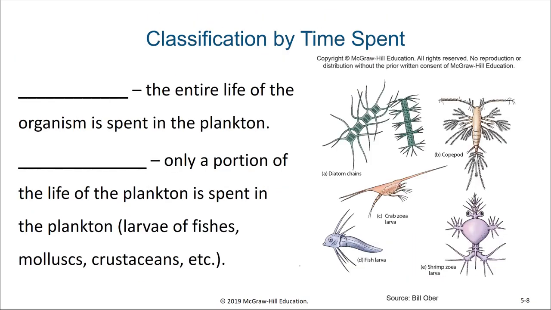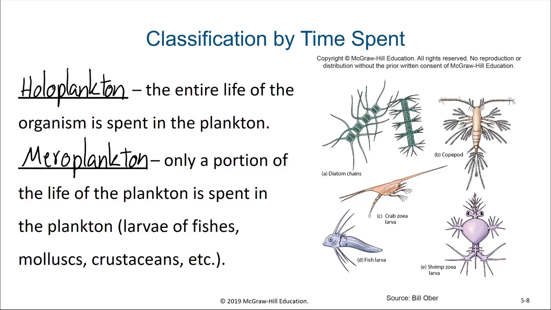So after size, a way to designate plankton is whether they spend their entire life as plankton or just part of it. Holoplankton include many types of phytoplankton and pelagic crustaceans like copepods and ostracods. They are plankton for their entire life, whereas meroplankton spend only a portion of their life as plankton. This includes the larvae of fishes, mollusks, crustaceans, a variety of different organisms that as adults will either live on the benthos or as nekton.